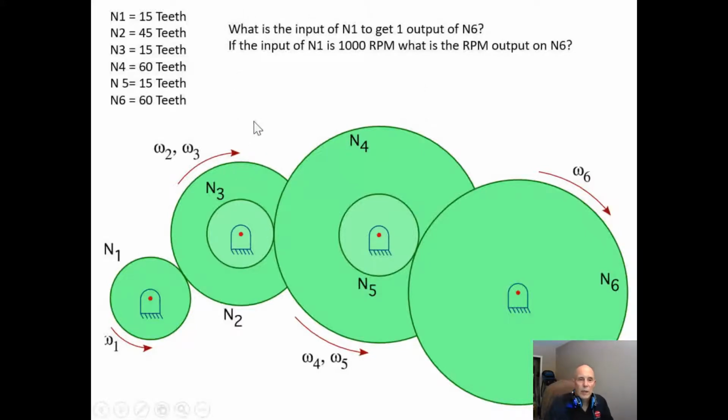Now, for you guys to figure out what is the input of N1 to get output of N6. If the input of N1 is 1,000 RPM, what is the RPM output of N6? So using these gear teeth calculations, you can pause the video and figure that out.